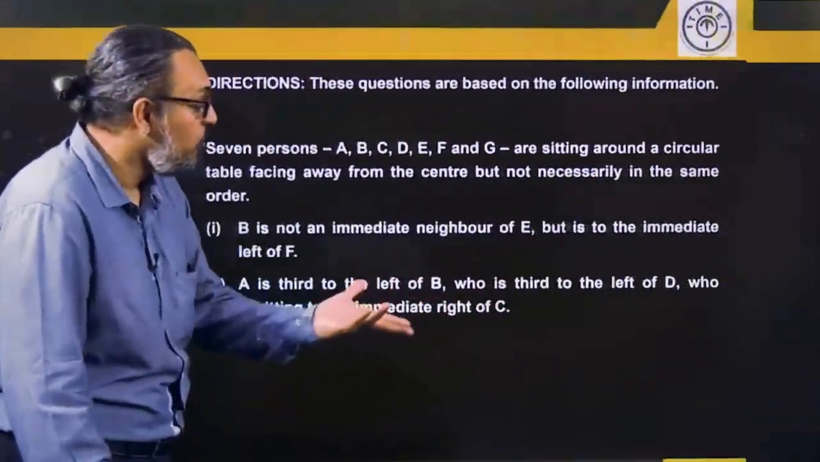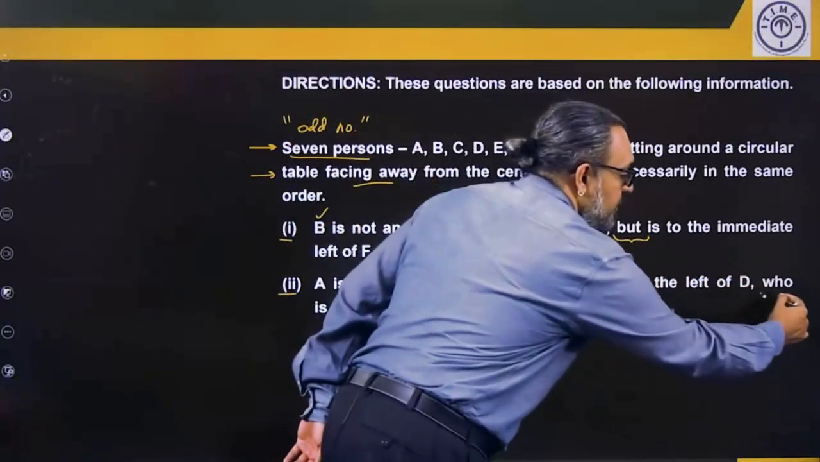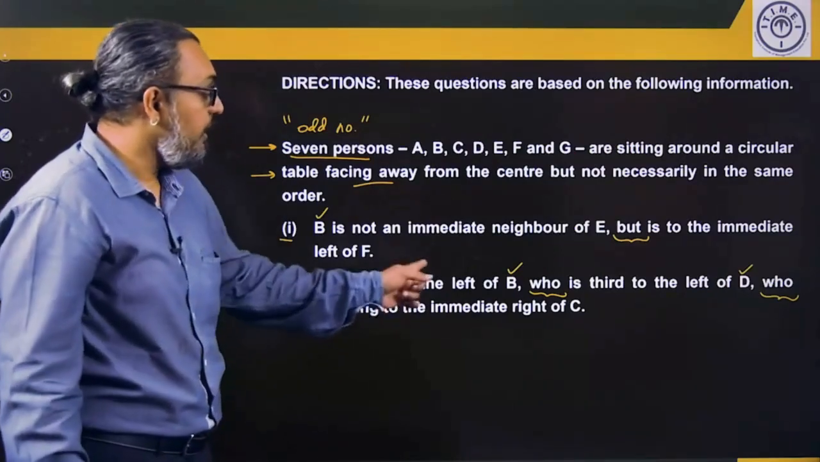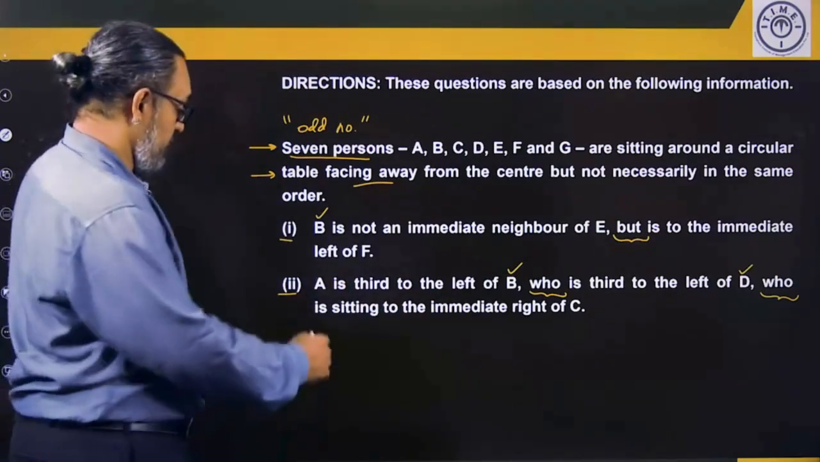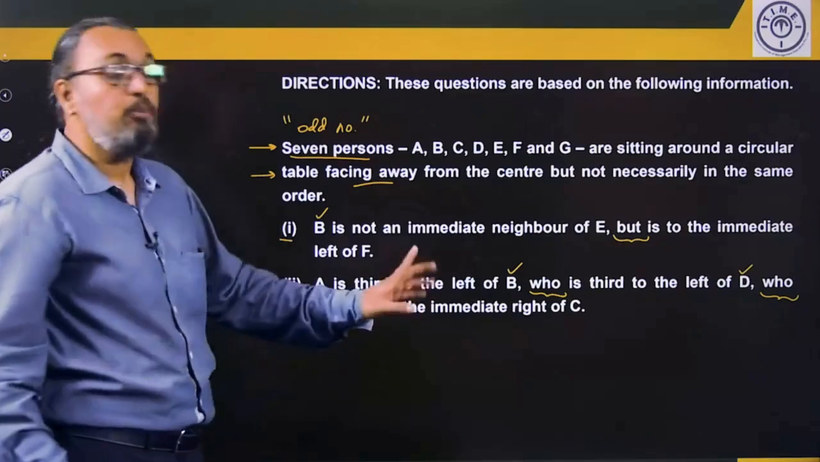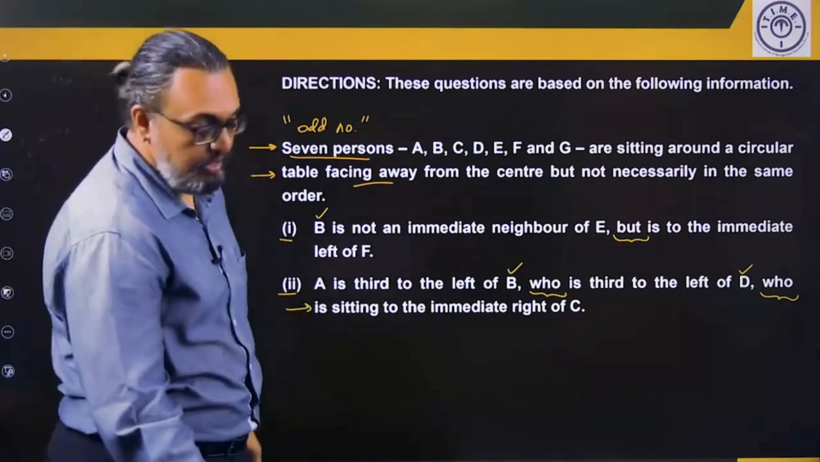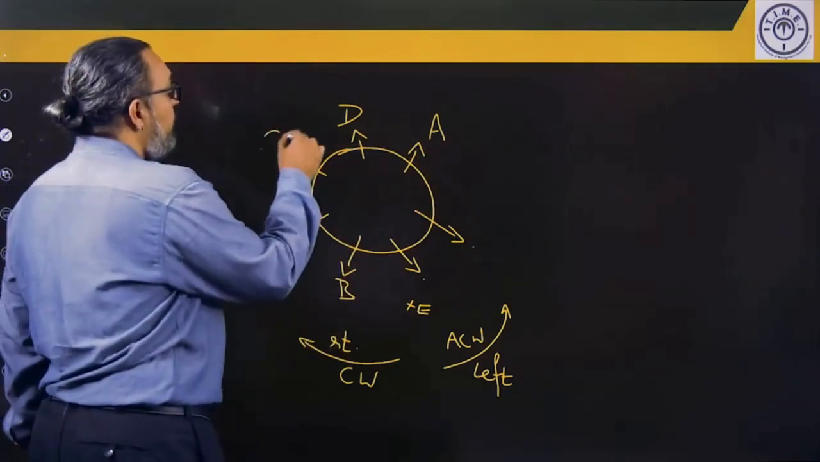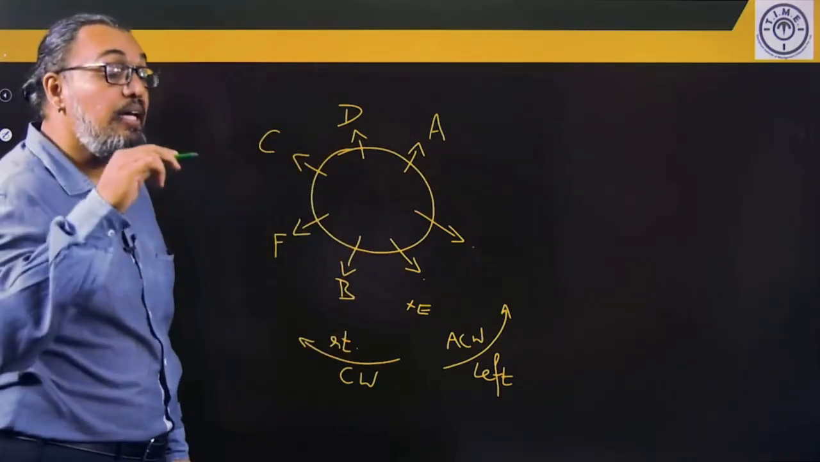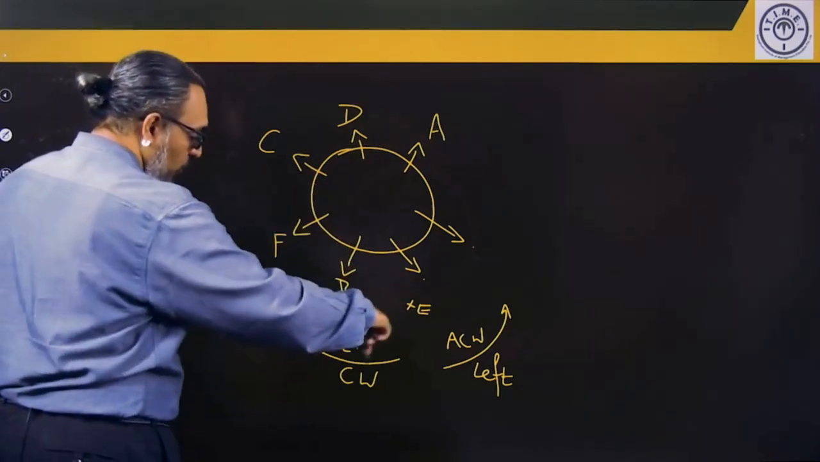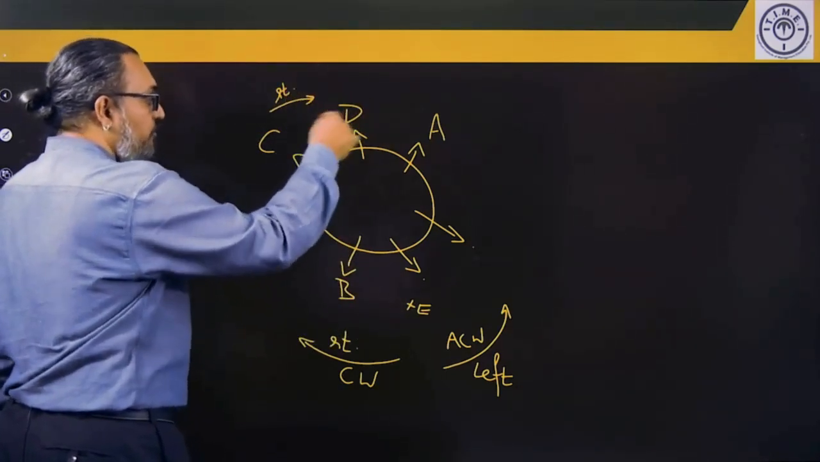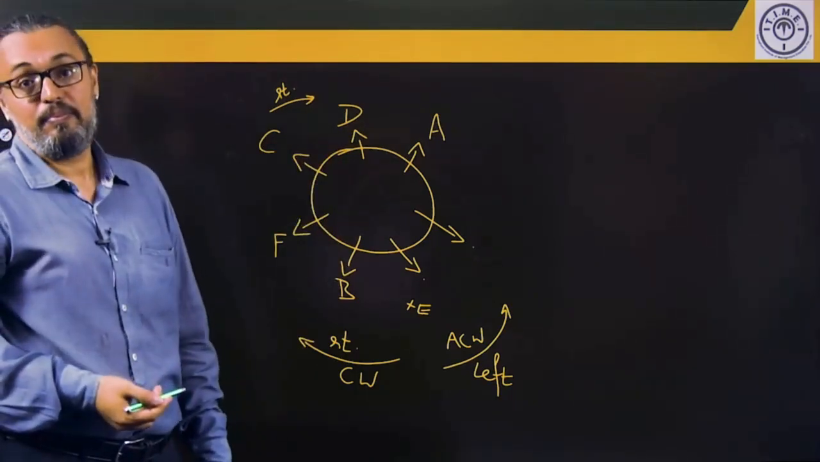Further, what is there? Again he says "who", meaning D. D is sitting immediate right of C. So, in the immediate position I need C. Now, if you check here, one immediate neighbor is already A, the other immediate neighbor I need C. But he said immediate right of C. We know clockwise direction is the right side. So, obviously for C, this is the right side. So, we have D immediate right of C.